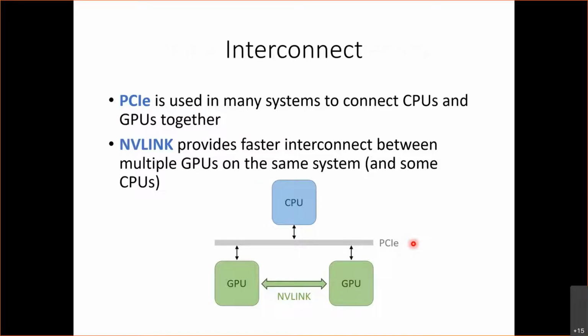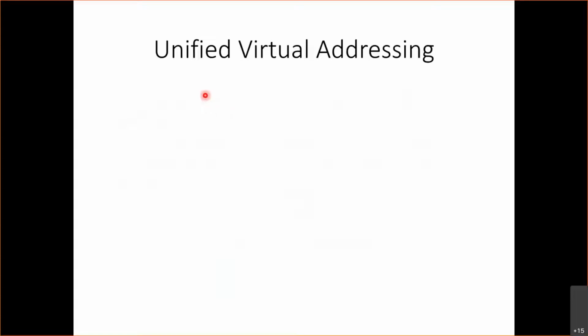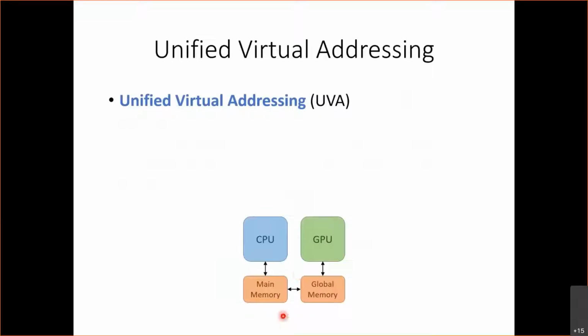Okay, another topic is unified virtual addressing. So what is unified virtual addressing? Well, so far what we've been doing is we've had a CPU that had access to its main memory, and we've had a GPU that had access to its own global memory, and we've been treating each of these as if it were its own address space. So the main memory is an independent address space from the global memory on the GPU.